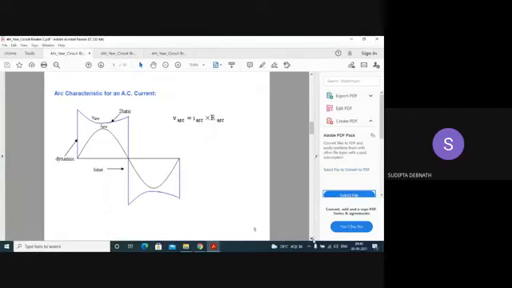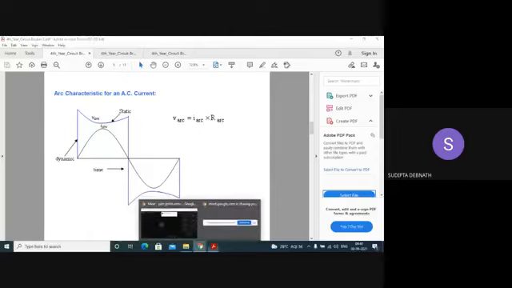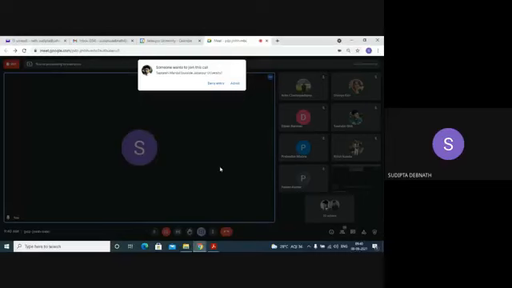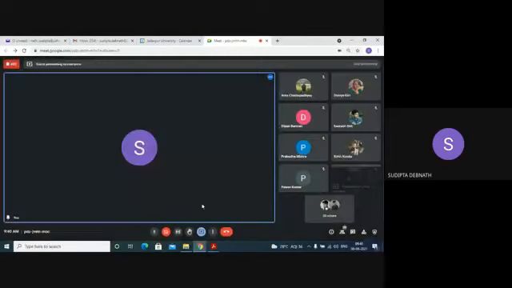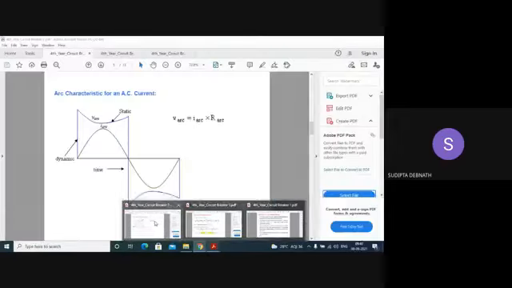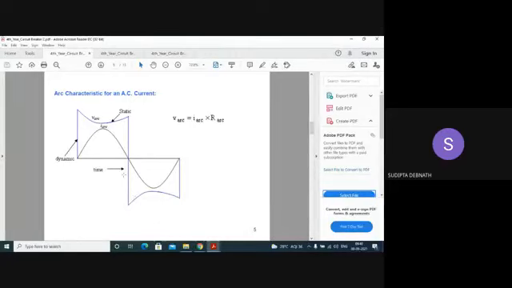Now, arc characteristics: when the current is zero, the voltage is maximum, and when the current is maximum, the voltage is almost constant. So this is the static condition, this is the dynamic condition when the voltage increases. Voltage is at its highest value. And V arc is I arc into R arc, because the path is actually resistive in nature.